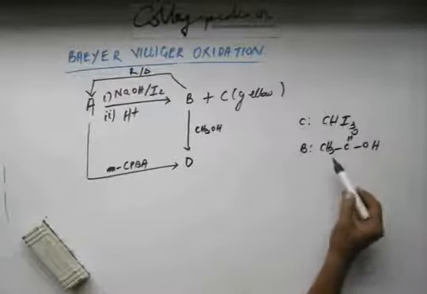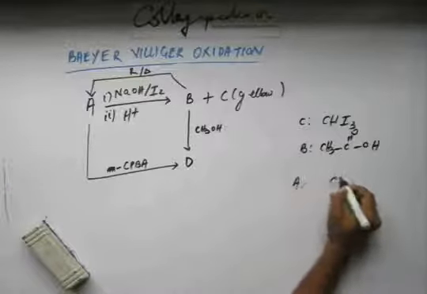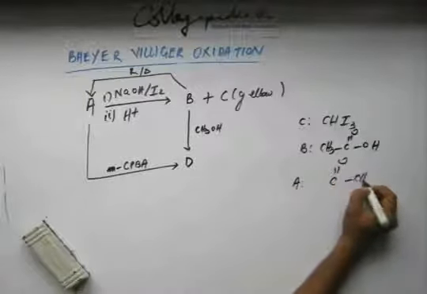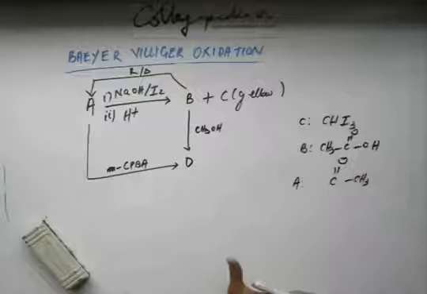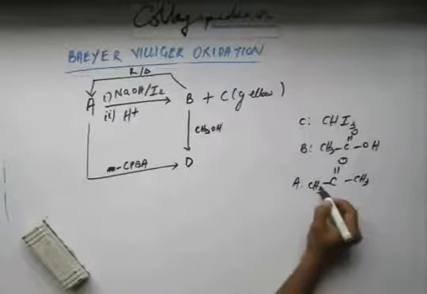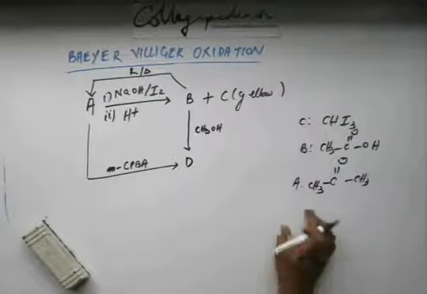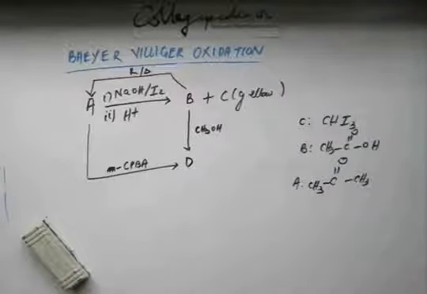Fine. Now, 2 carbon and 1 carbon. A is having 3 carbon. And A is such that it gives iodoform test. So this group has to be present in A. And you just add one more carbon. So A is acetone. Fine, no problem. A is acetone. On this, if you carry out MCPBA, you will get D.